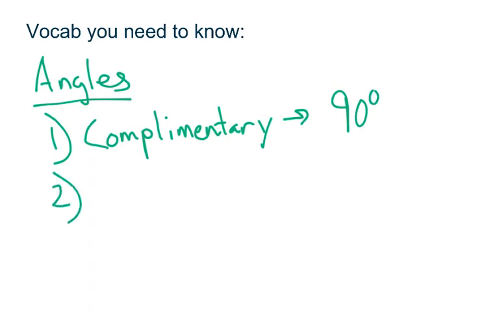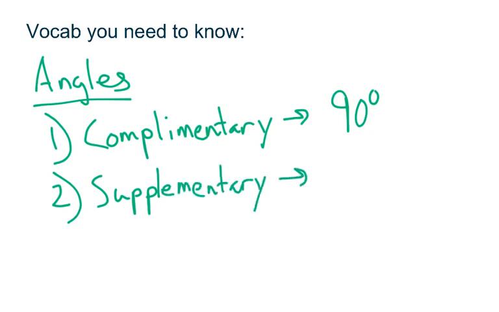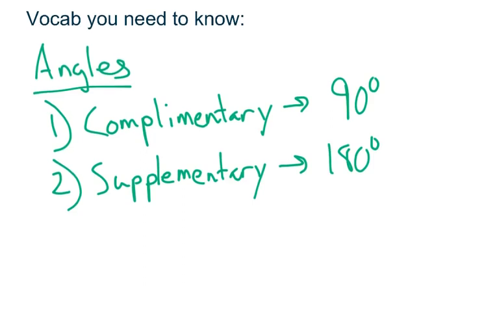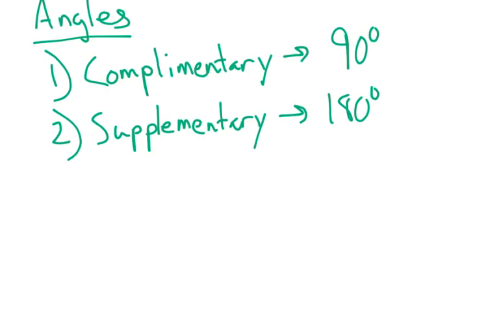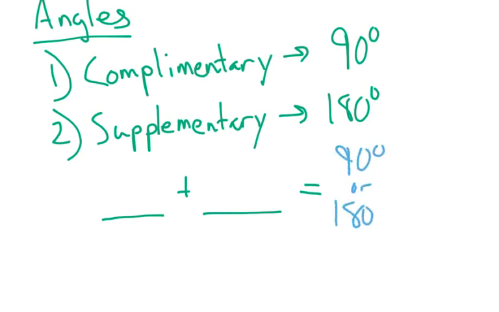The second term, supplementary, means they add up to 180 degrees. And so all you have to know is the association: complementary, 90 degrees, supplementary, 180 degrees. Then what we'll do is use our placeholder trick, where essentially the format for this is you go placeholder 1, placeholder 2 is equal to, and then it's either going to be 90 degrees or 180 degrees.